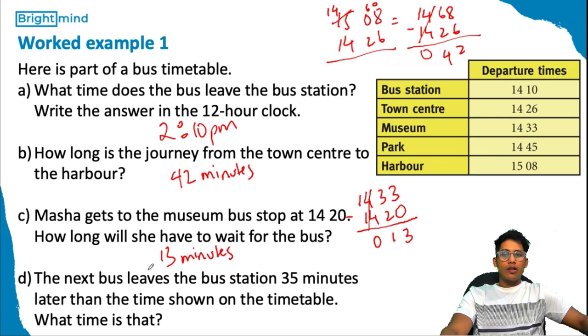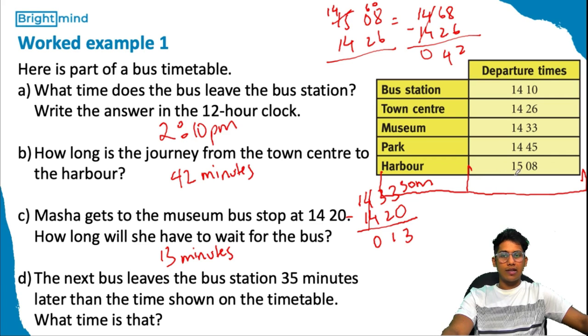Great. Now, the next bus leaves the bus station 35 minutes later than the next time shown on the timetable. What time is that? They are saying that the next bus leaves the bus station 35 minutes later than the time shown on the timetable. So what time is that?